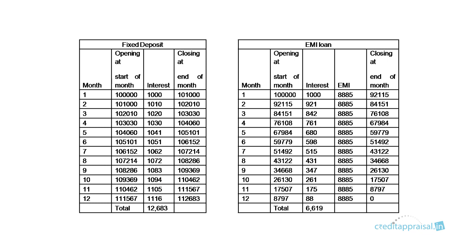Note the key point in this table. In case of a deposit, the outstanding at the start of each month, in the first column, is increasing. So interest, that is the third column, is also increasing.